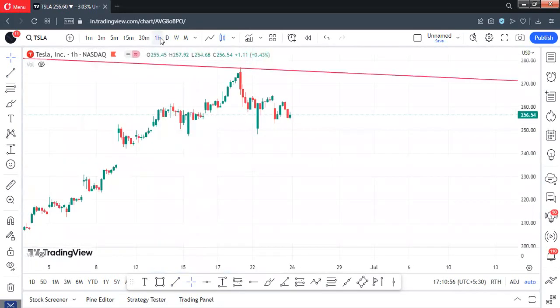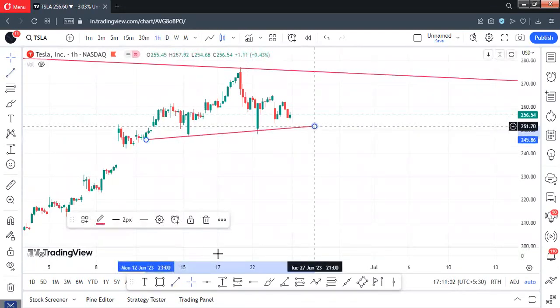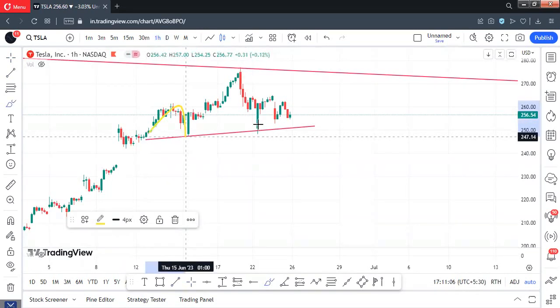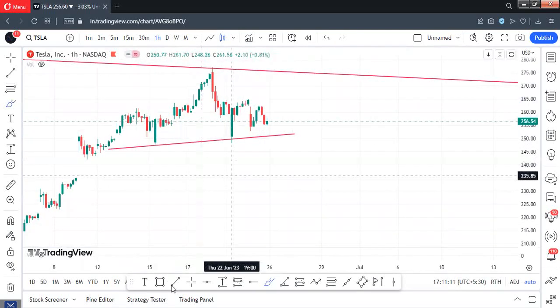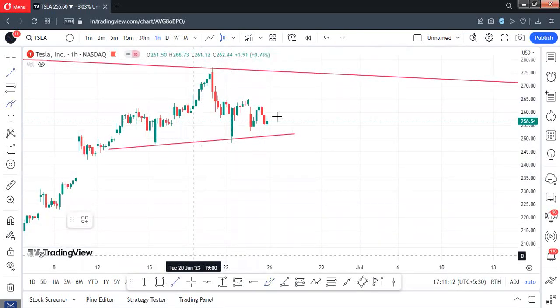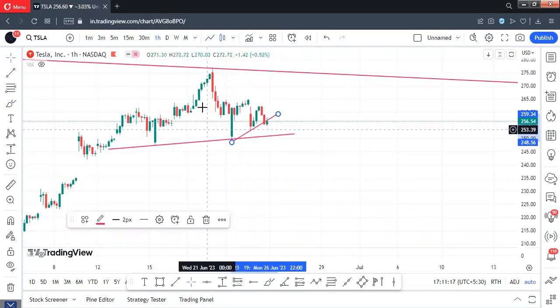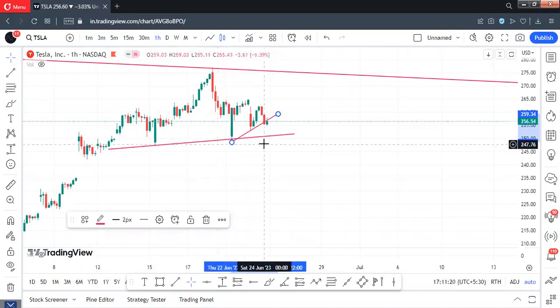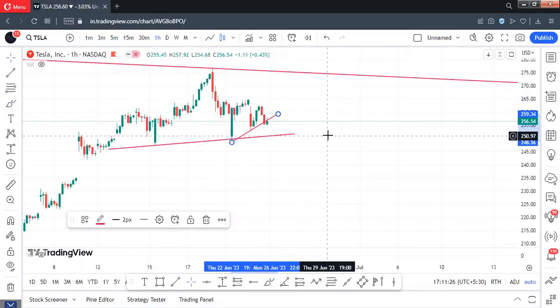I found one setup in hourly chart. There we can clearly see this head and shoulder pattern. We are taking this head and shoulder pattern before the break because yes, it is in uptrend, so it can give us a fake breakout, then go back again, and then it can fall further.